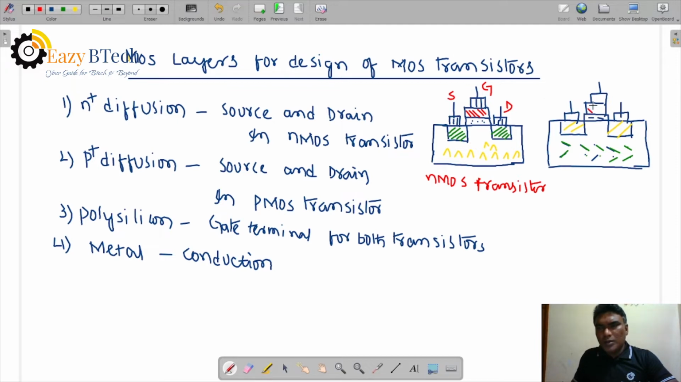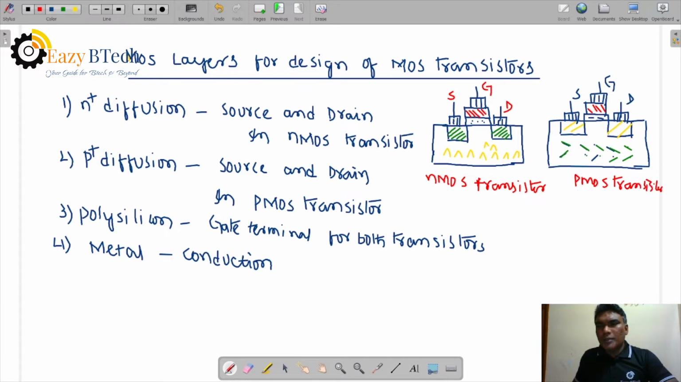Now polysilicon, and the metal layer, the top layer. So this is the gate, source and drain. This is a PMOS transistor.